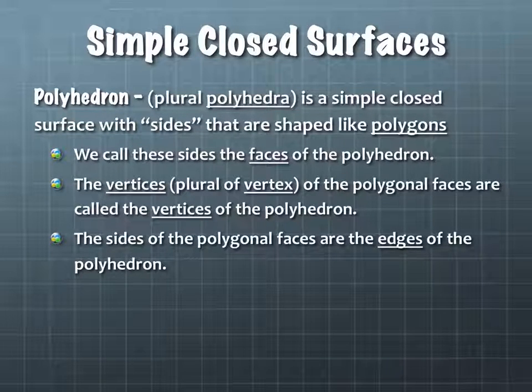We would call those sides faces of the polyhedron. The vertices, which is the plural of the word vertex, of the polygon faces are the vertices of the polyhedron. And the sides of the polygon faces are edges of the polyhedron. So the sides of the polygons are edges, vertices are vertices, and the polygons themselves are called the faces.